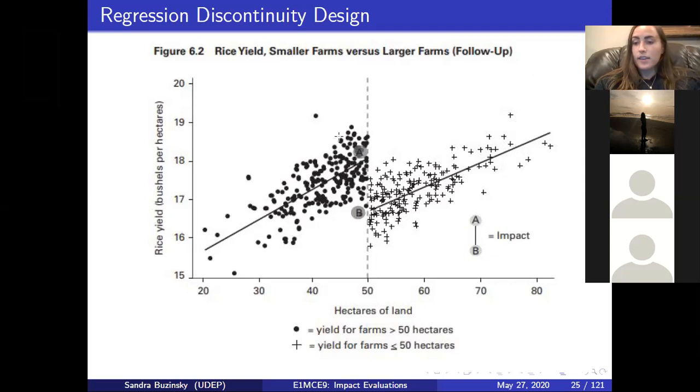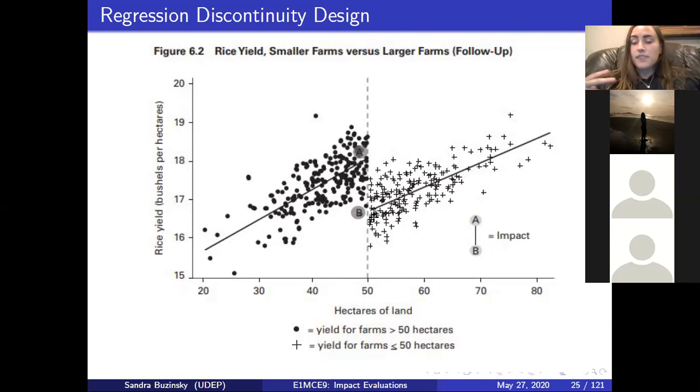Because we're saying that this cutoff is random. How did they choose 50 hectares? They kind of chose it randomly. So farms just around this cutoff are going to be very similar. Farms with 49 hectares of land are going to be similar to farms with 51 hectares, in terms of whatever characteristics matter for a farm, like output, number of workers, type of crops, all of these different descriptive characteristics.